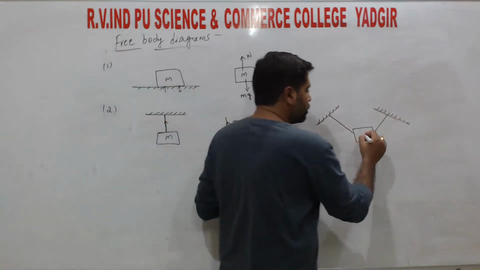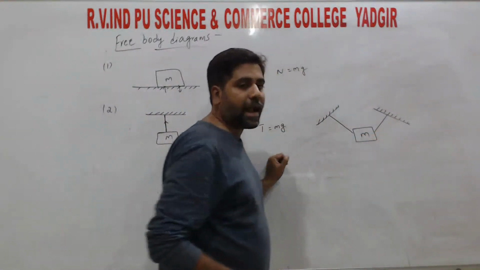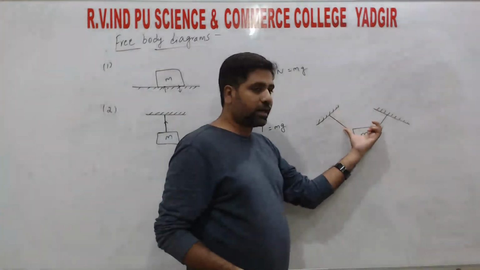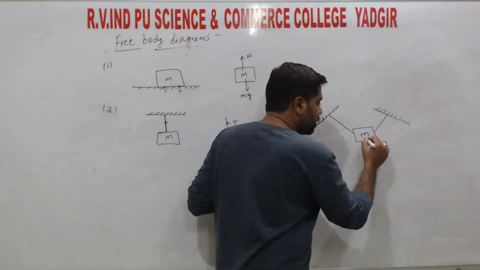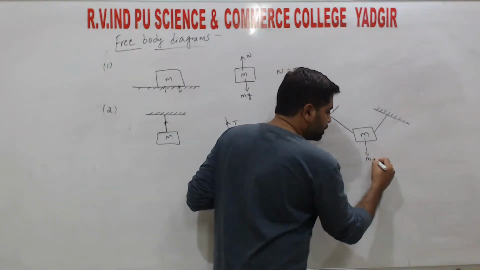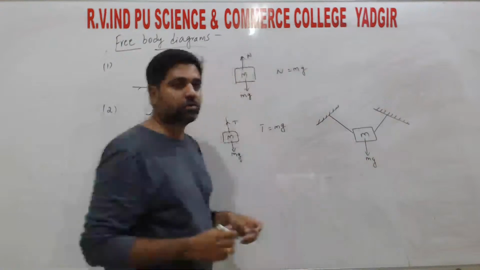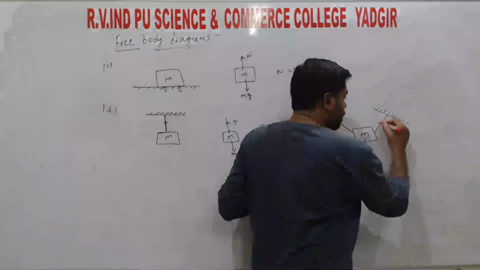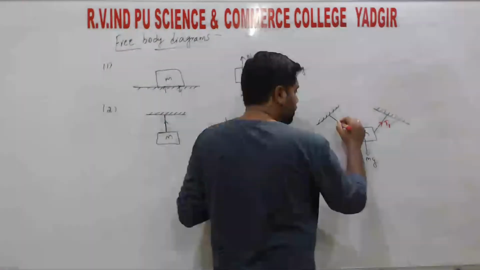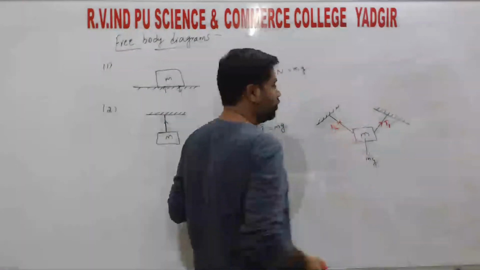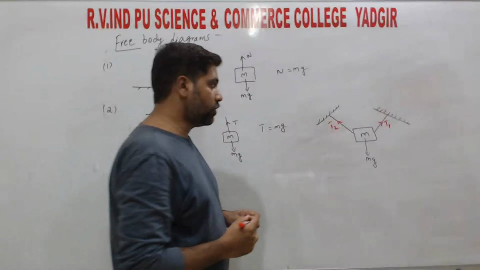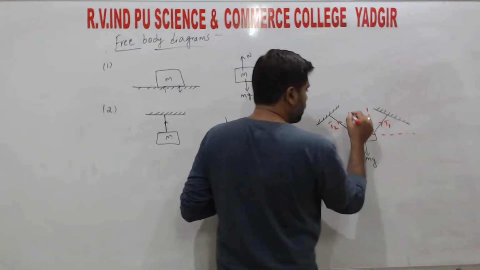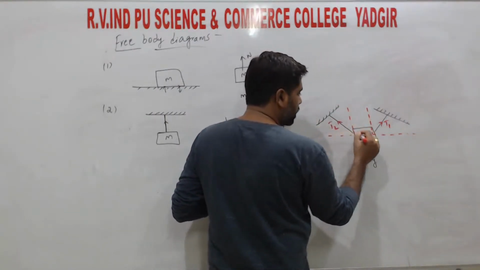So here we have the object of mass m which is hanged between the two fixed surfaces with the two strings. So that means here also we have the forces, that is one is weight which is always acting downwards. And the other two forces are the tensions, T1 and T2. So if we resolve T1 along the vertical and horizontal, and also T2 along vertical and horizontal.